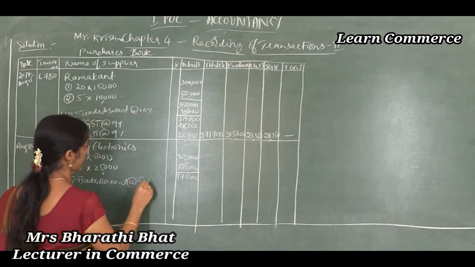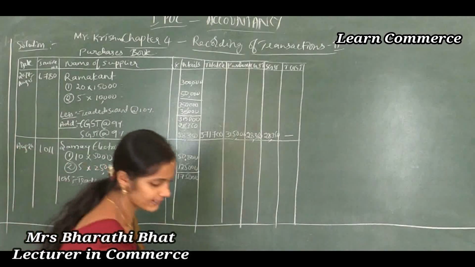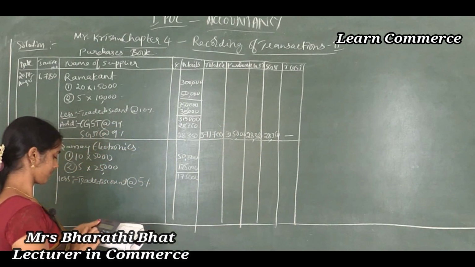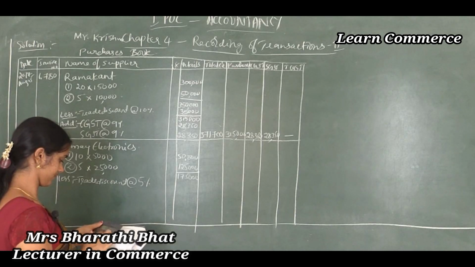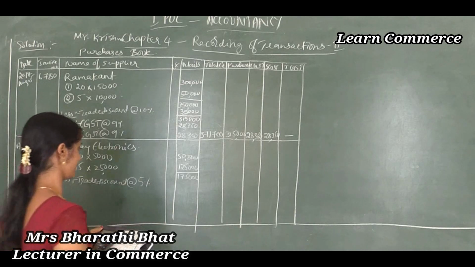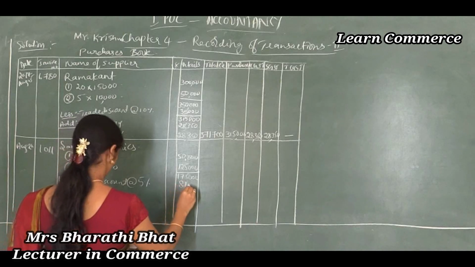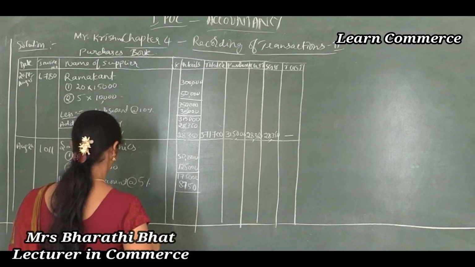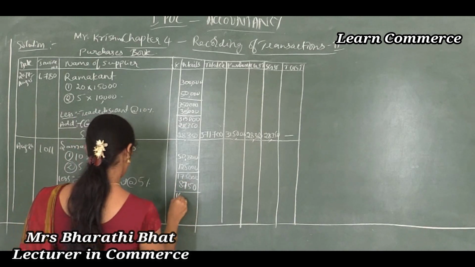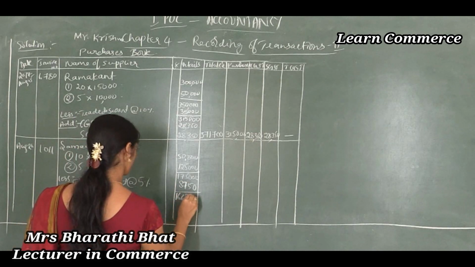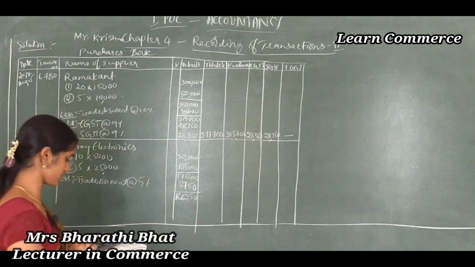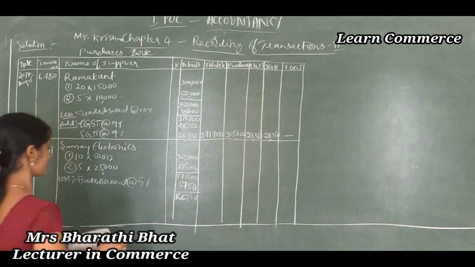At 5%. So 1,75,000 into 500, 8,750. 8,750. So 1,66,250. 1,66,250 is the final amount.